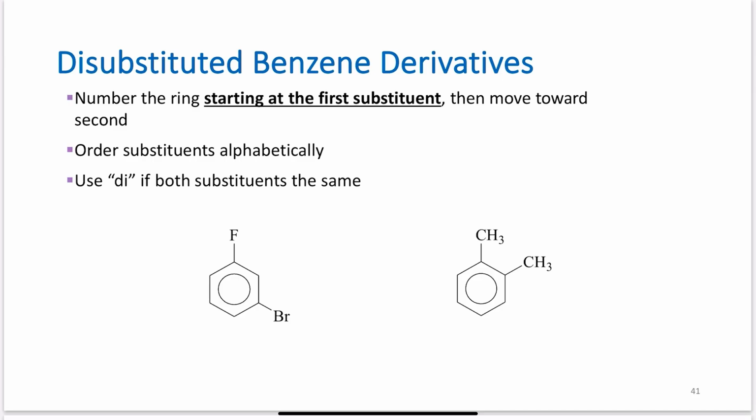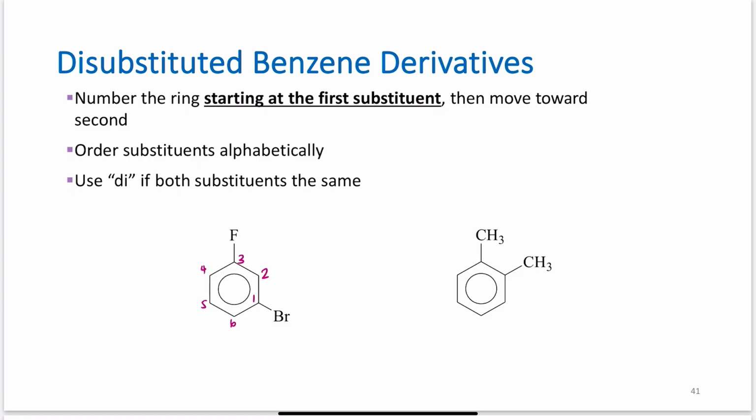Disubstituted benzene derivatives. Number the ring starting at the first substituent and then move towards the second. How do you know what the first one is? Alphabet. Order the substituents alphabetically. So 1, 2, 3, 4, 5, 6. How did I decide bromine was number 1? Because it's first in the alphabet. So I decided to make it number 1.